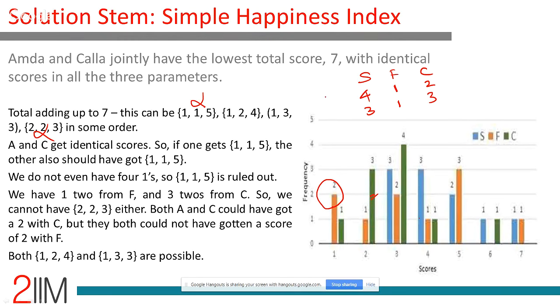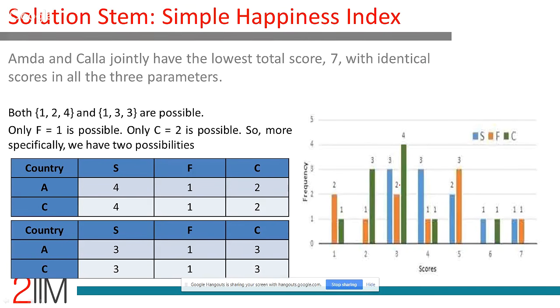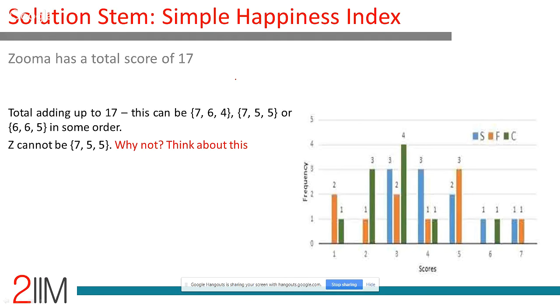So for AMDA and CALA, both of them, the possibilities have to be one of these 2. SFC have to be 412 or 313. So fabulous. These are the 2 possibilities. The 1, 2, 4, we can go deeper in that. They should definitely score 1 in the freedom thing. The corruption perception and the social thing, that could be 2 and 4 or 3 each. Those are the 2 possibilities. Fabulous. Now let's go to our Zuma.